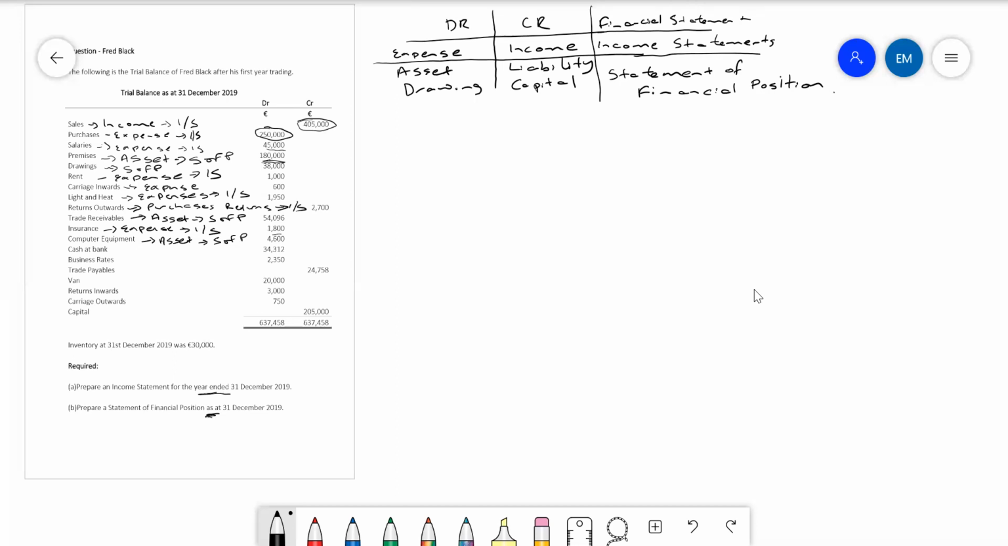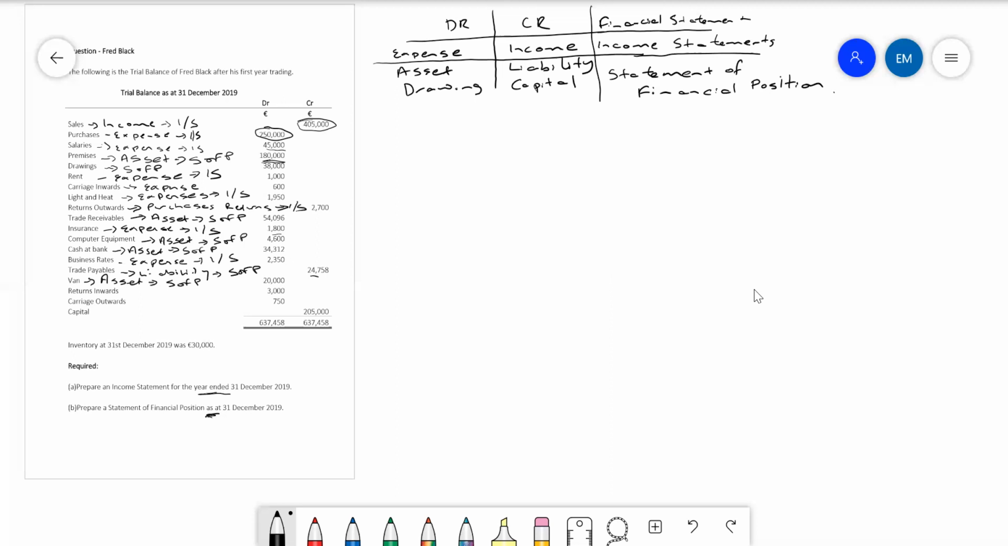Cash at bank is a debit balance and an asset. It will appear in your statement of financial position. Business rates is an example of an expense. You treat it exactly like your insurance, your telephone bills, etc. Therefore it appears in your income statement. Trade payables is another name for creditors. Creditors and trade payables are a credit balance, therefore a liability, and will appear in your statement of financial position. Your motor van is a motor vehicle. It's an asset, something that you own, a debit balance, and therefore it'll appear in your statement of financial position.